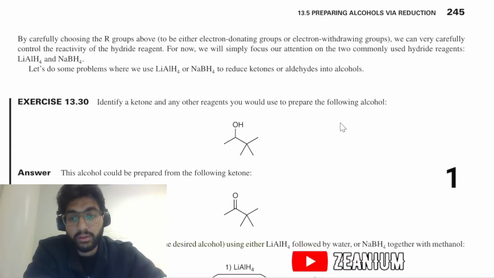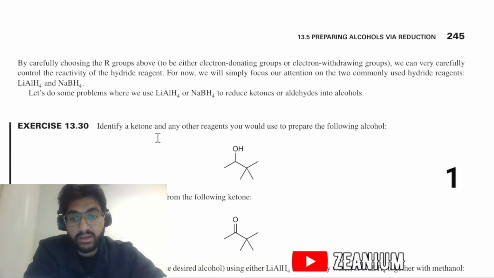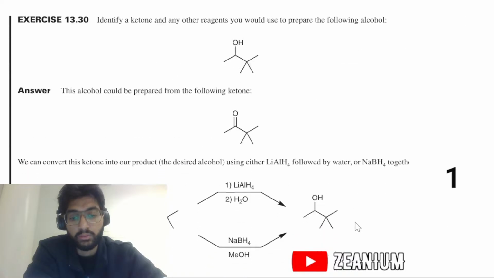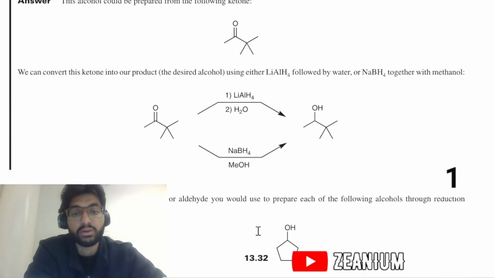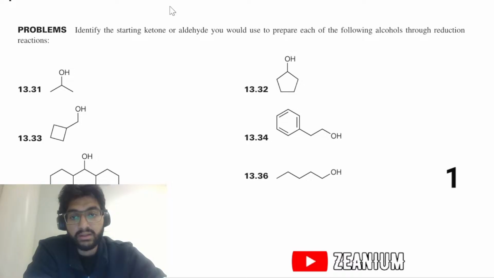Let's do some problems. Identify a ketone or any other reagent you will use to prepare this alcohol. So this should just be a ketone, and then I will use this one with water. Boom. Or this one.